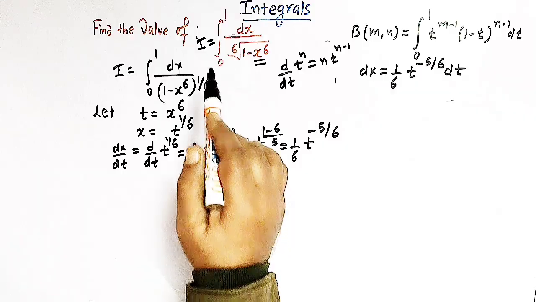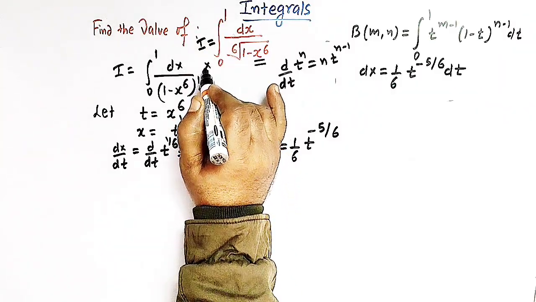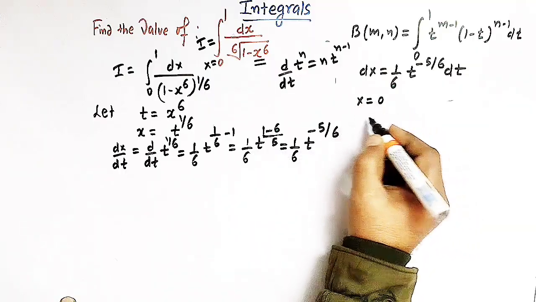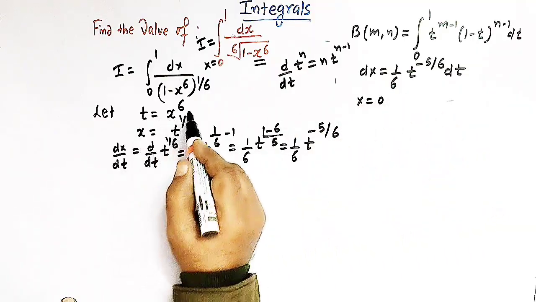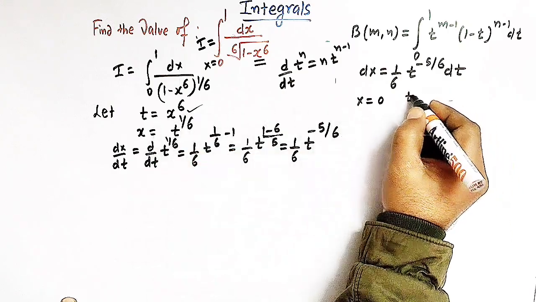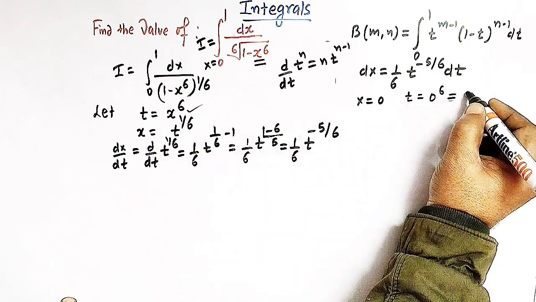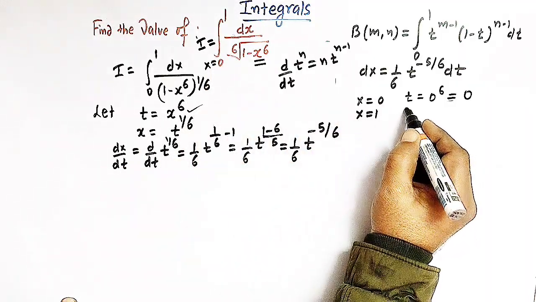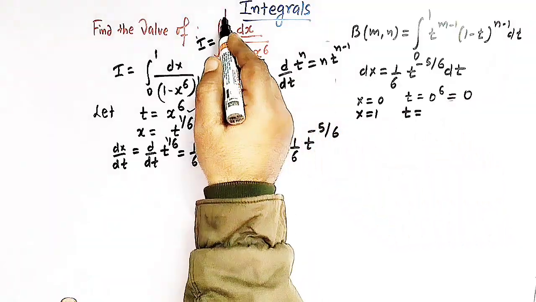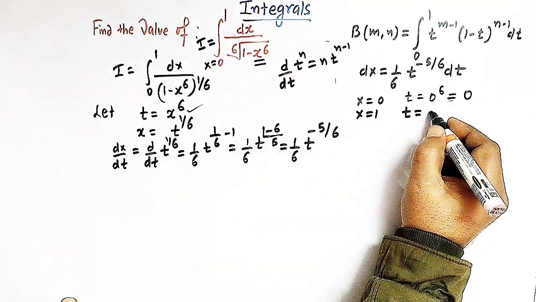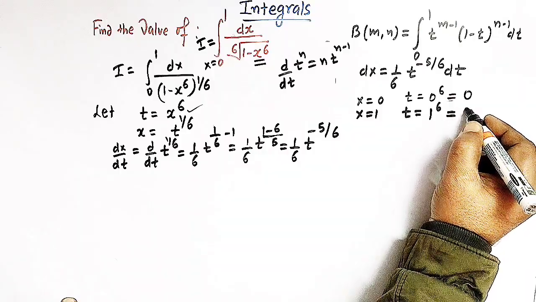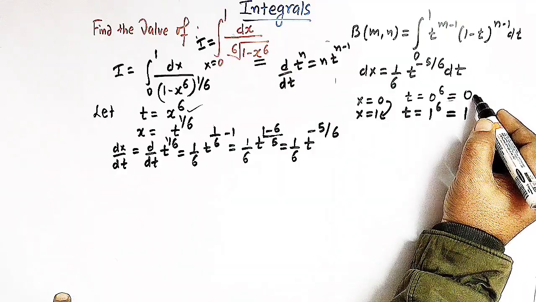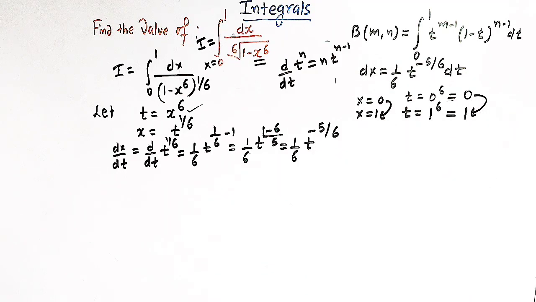Now let us change the limits accordingly. Here x varies from 0 to 1. When x is equal to 0, the value of t can be obtained from this relation. So we have t is equal to 0 raised to 6, that is simply 0. And when x is equal to 1, then we have t is equal to 1 raised to 6, that is simply 1. So when x varies from 0 to 1, then t varies from 0 to 1.